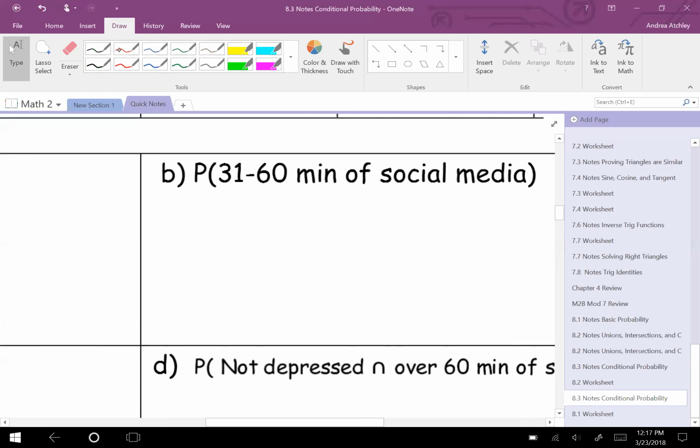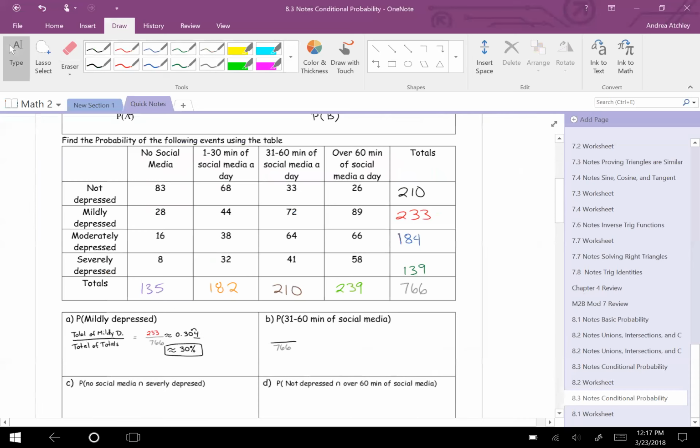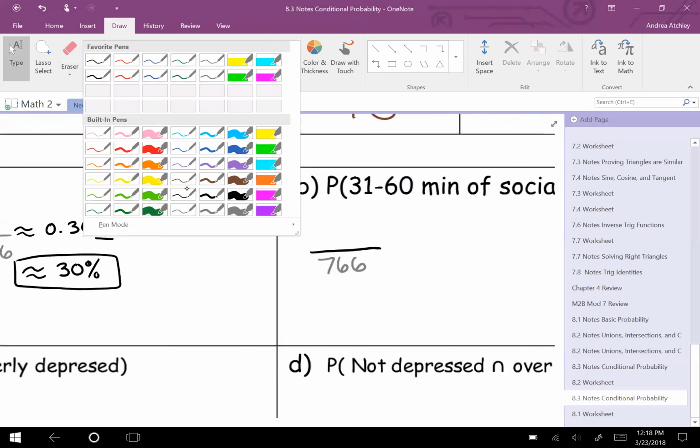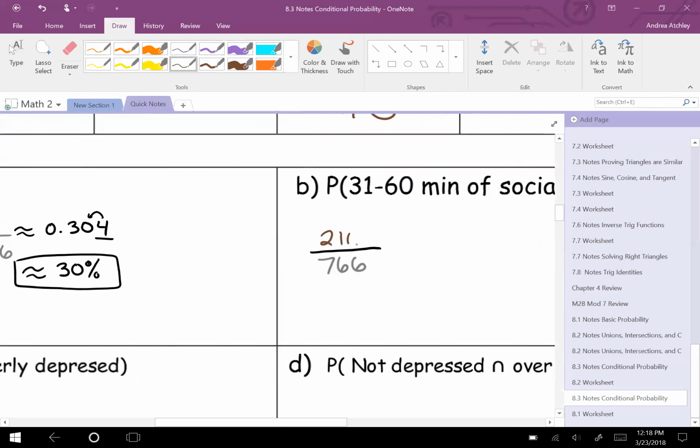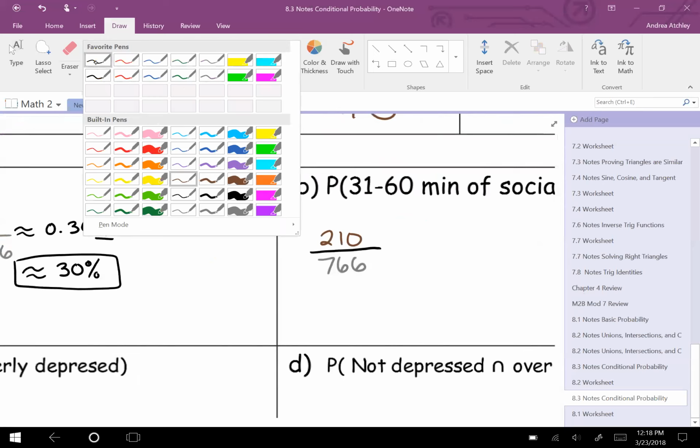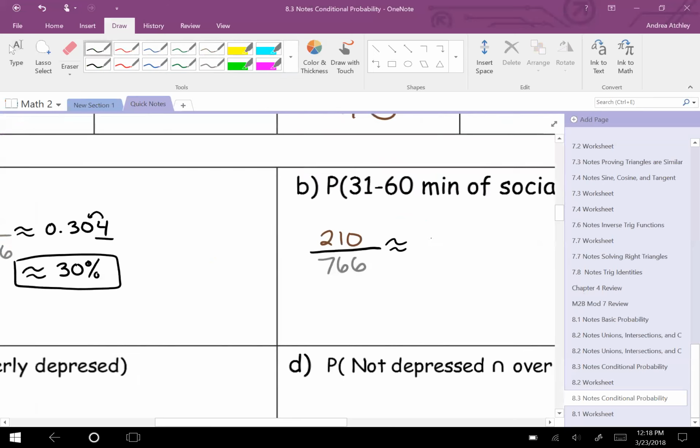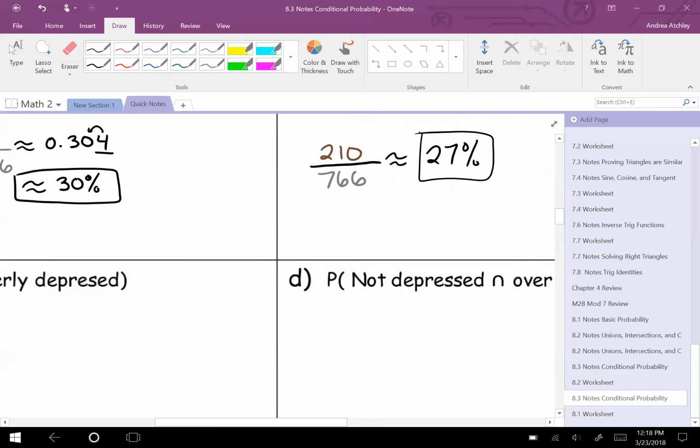Okay, Anton, what did you have on the bottom? 766. Very good. 766 should be on the bottom. And then what did you have on top? 210. For our 31 to 60 would be the 210. And then we divided, and what did your percent get? Okay, do we agree, class? 27%? Good. Any questions over that? We're good? Okay, next one.